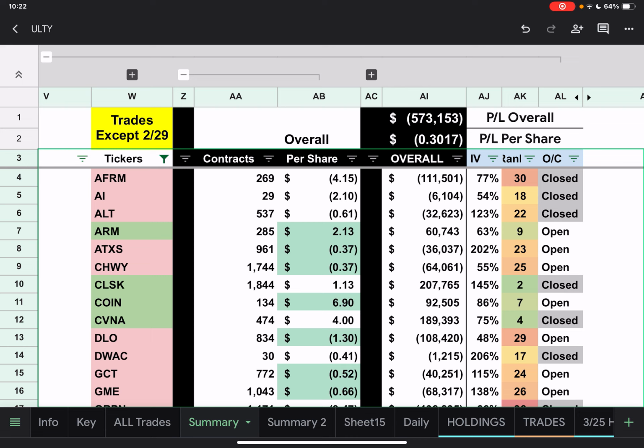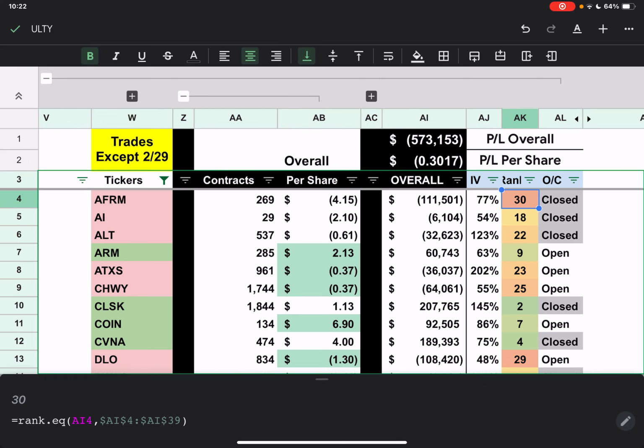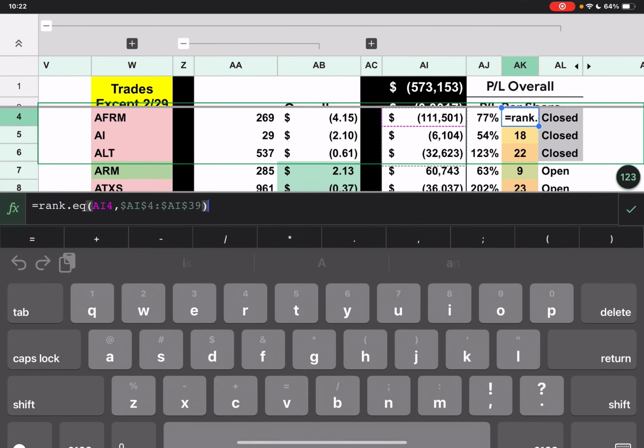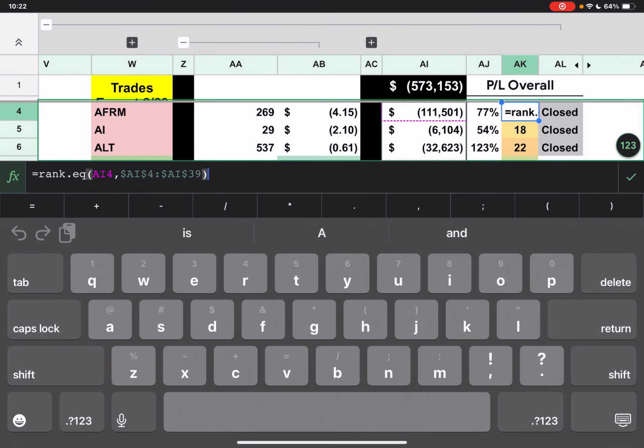And then, of course, since it's here, we'll talk about it. In column AJ, we have the IV that pulls in, and then AK. I had this ranking here before, but it was based on all trades. Now I have the ranking based on column AI there.